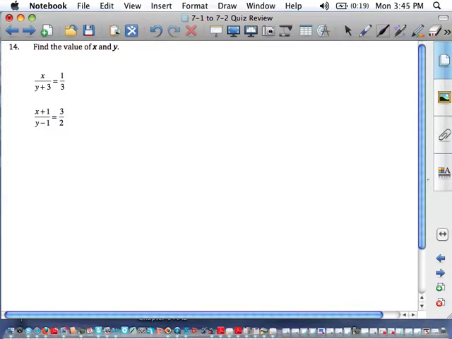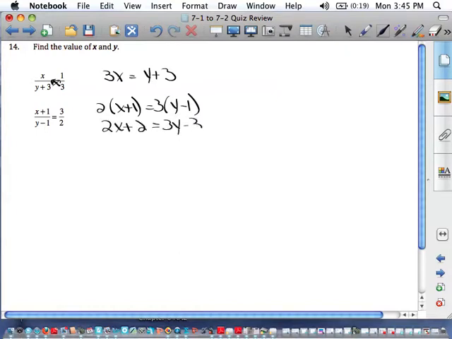Number 14 is a system of equations. Set it up in the same way you would cross multiply any other ratio. So you get 3x is equal to y plus 3. Then 2 times x plus 1 equals 3 times y minus 1. So 2x plus 2 equals 3y minus 3.